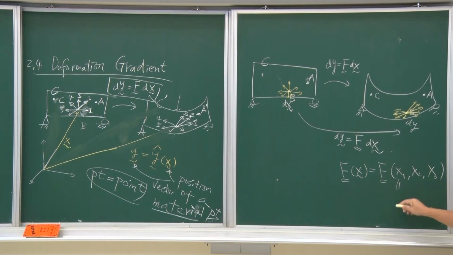For example, at the point x1 equal to 3, x2 equal to 1, x3 equal to 6, you have a specific matrix of deformation gradient. If at another point x1 equal to 5, x2 equal to 3, x3 equal to 1, for this material point you have a different expression of the deformation gradient.